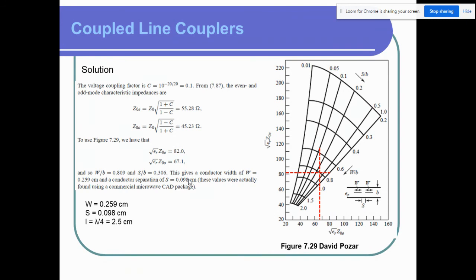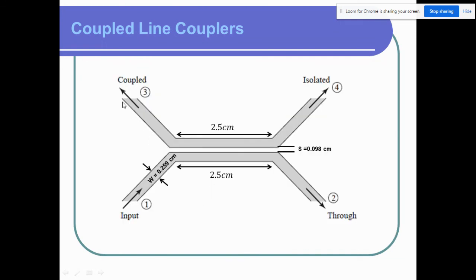So now we have this. Our W is 0.259, S is 0.098 centimeter, all are in centimeter, and the L is 2.5 centimeter. So let us draw the circuit. The circuit is like this. So we have 2.5 centimeter long, this one, and the width is 0.259 centimeter, and the spacing is 0.098 centimeter.